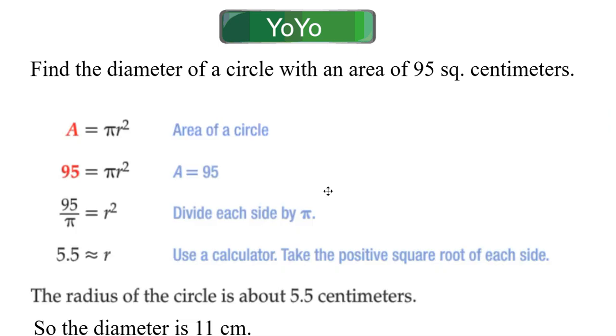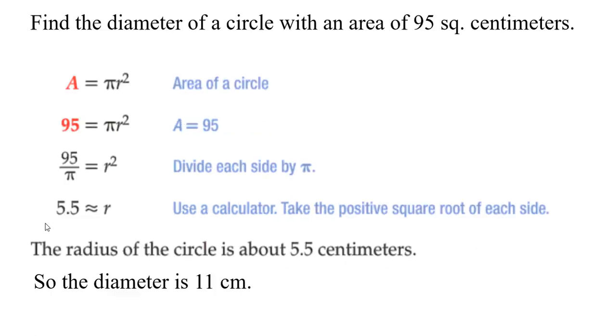Okay, here's what it looked like all shown out. Area equals pi r squared. Your area is 95. First divide by pi, and then take the square root of each side. You end up getting 5.5 is the radius, so that means the diameter is double that. The diameter would be 11 centimeters.